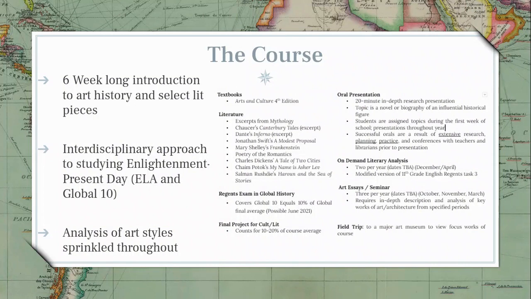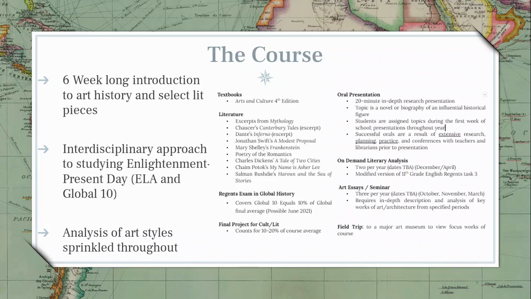Some quick overview information. We start at the beginning of the year with a 6-week long introduction to art history because the kids have not had it. So we start basically with Greece and Rome, and we analyze art and select literature pieces all the way through the Renaissance. So, for example, when we're studying Greek art and architecture, the kids are looking at some mythology. When we look at the Middle Ages, the kids are looking at Geoffrey Chaucer, and we tie the art in with art of the church and reliquaries and things of that nature. And then we also are studying the power of the church and pilgrimage at the same time.